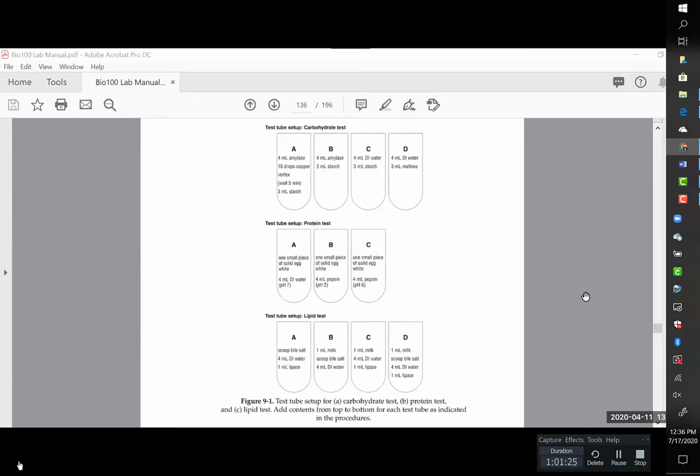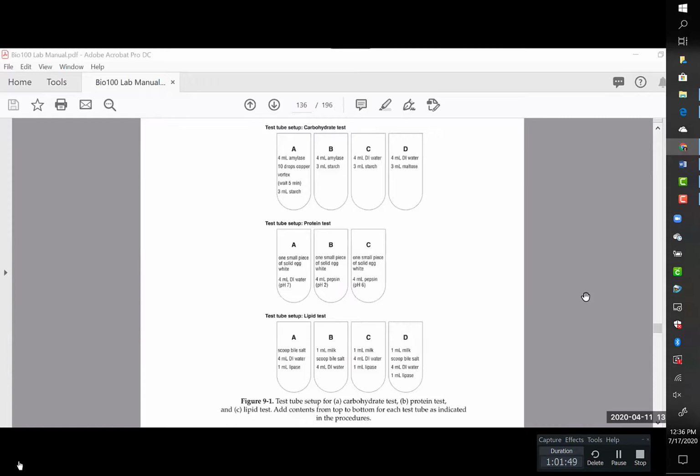And then finally, test tube C with pepsin at a pH 6, not much change there either. And we didn't get much change simply because the pepsin doesn't work well at a pH 6 environment. Remember, your stomach is a pH 2 environment, pepsin is secreted in your stomach, so it actually works well at a pH 2 environment. And finally, the lipid test.